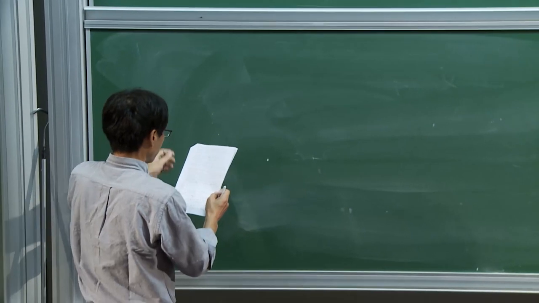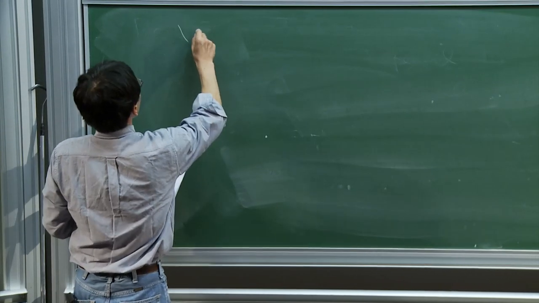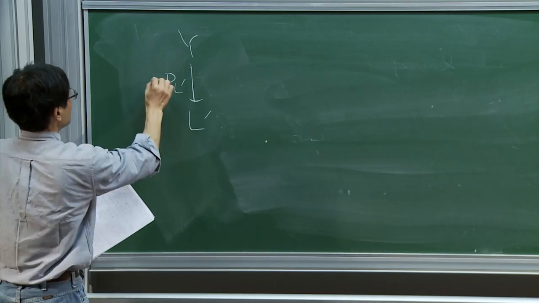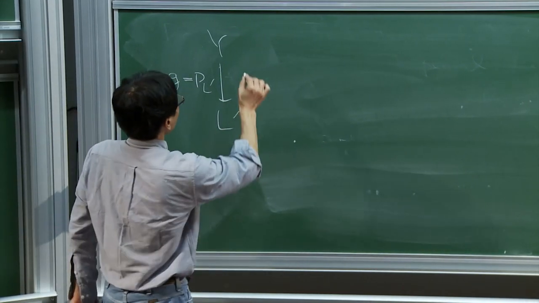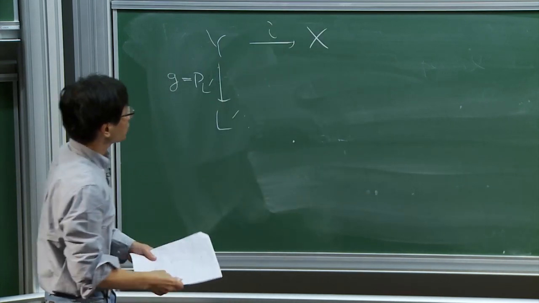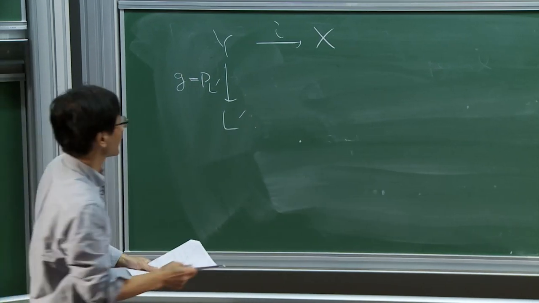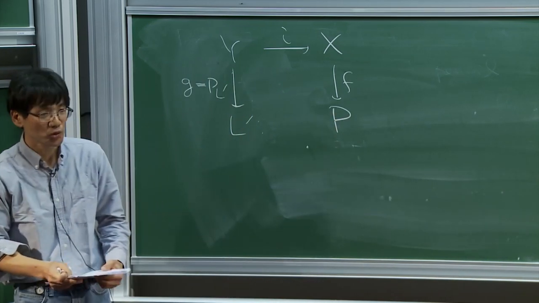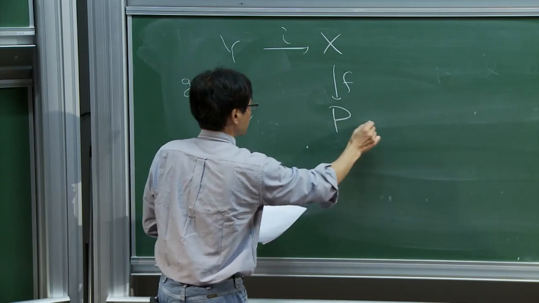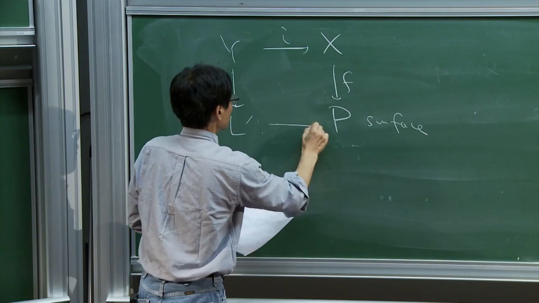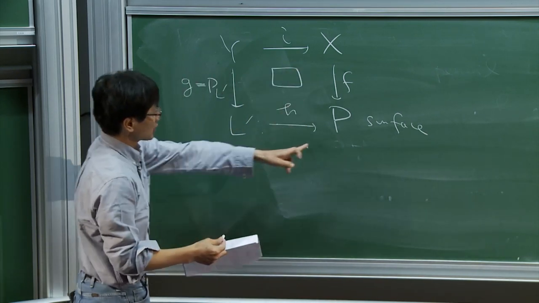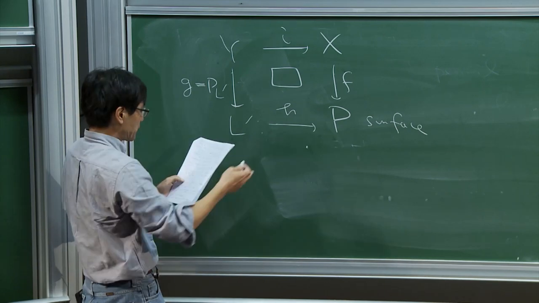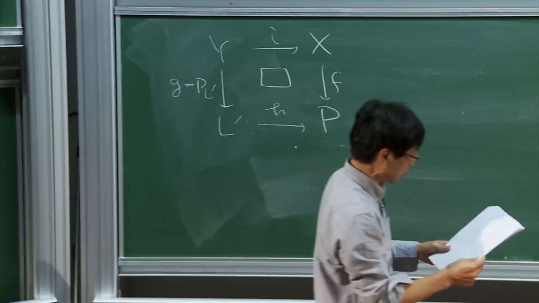Okay, so now we are working with this map. So this was PL prime, but let me call this g. So Y was the divisor of X, so I have a closed immersion. Suppose we are given a map to a surface. I want to use SS2, so I take a map to P, a surface, and Cartesian, surface and line, and so this is also a regular immersion. So suppose we are given such a Cartesian diagram.